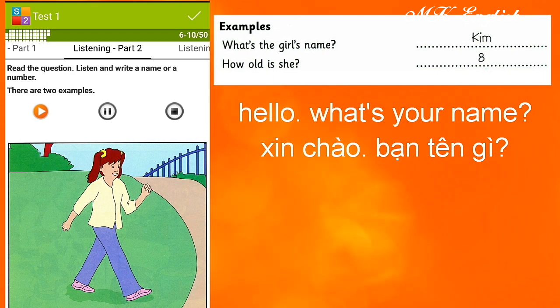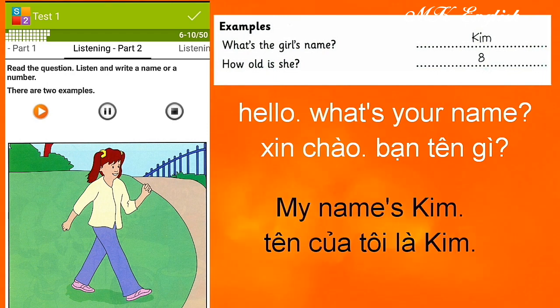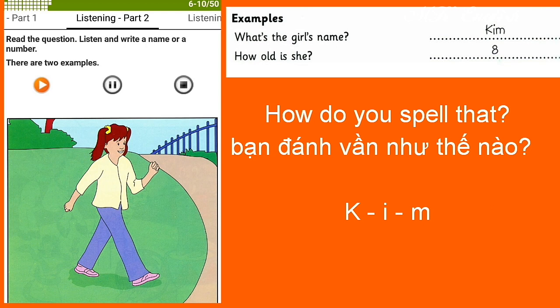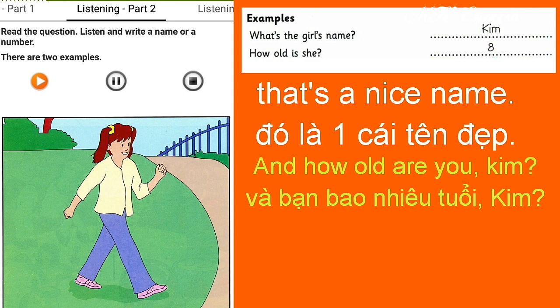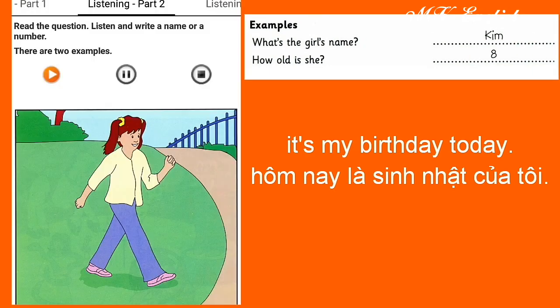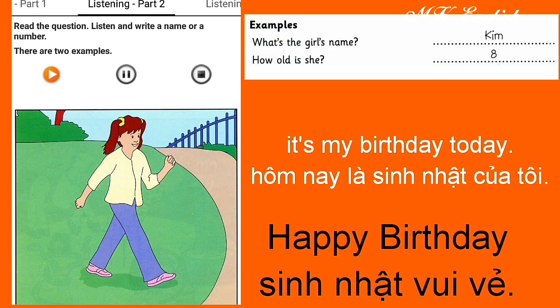Hello. What's your name? My name's Kim. How do you spell that? K-I-M. That's a nice name. And how old are you, Kim? I'm 8. 8? Yes. It's my birthday today. Happy birthday.